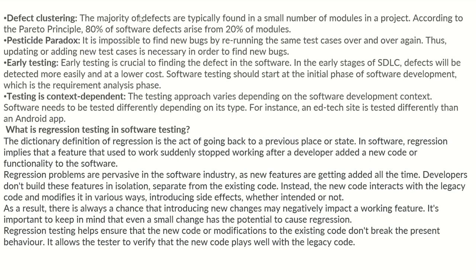Regression problems are pervasive in the software industry as new features are getting added all the time. Developers don't build these features in isolation, separate from the existing code. Instead, the new code interacts with the legacy code and modifies it in various ways, introducing side effects, whether intended or not. As a result, there is always a chance that introducing a new change may negatively impact a working feature. It's important to keep in mind that even a small change has the potential to cause regression.